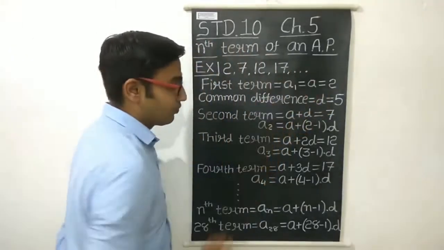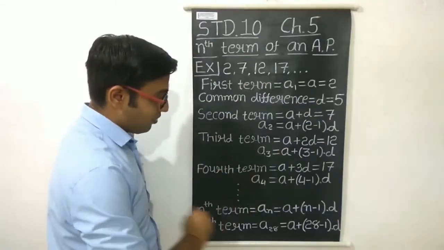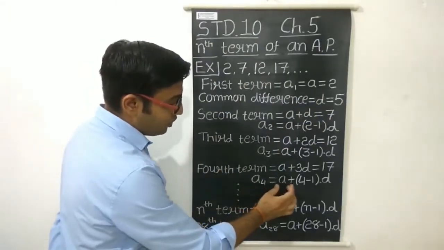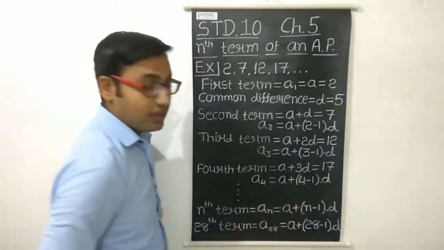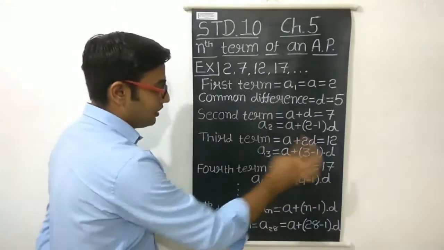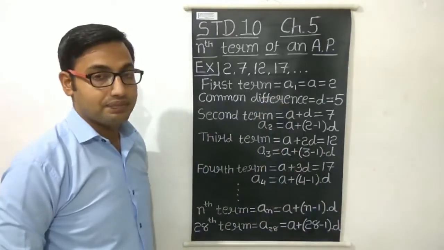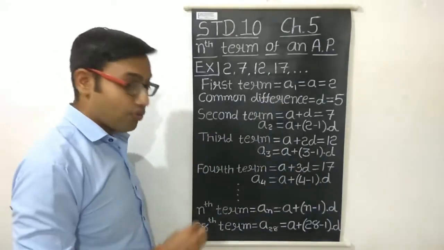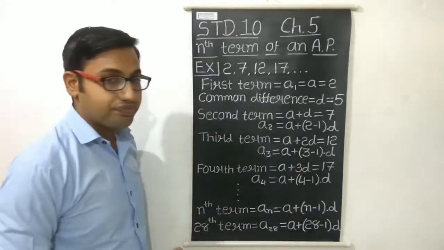Right? And it is 2. So what is the first term now? A4 is equal to a plus 4 minus 1 into d. That means a plus 3d, and it is 70. So now what will happen if you want to find out the nth term?